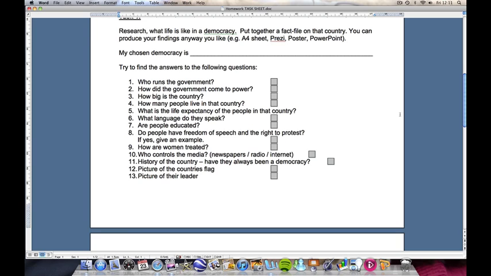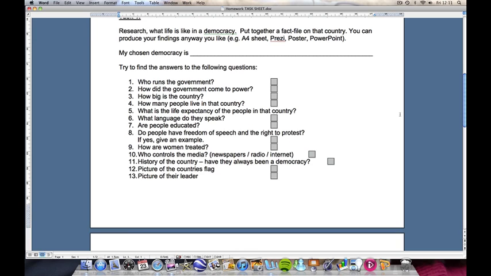What is the life expectancy of people in that country? Do they have a high standard of living and live a long time, or are they poorer with a shorter life expectancy? What language do they speak? Are the people educated? Is there a connection between education and style of government? Do people have freedom of speech and the right to protest? How are women treated? Who controls the media? Who controls newspapers, radio and the internet?